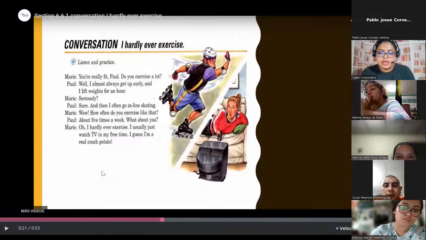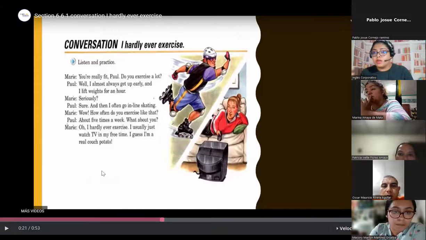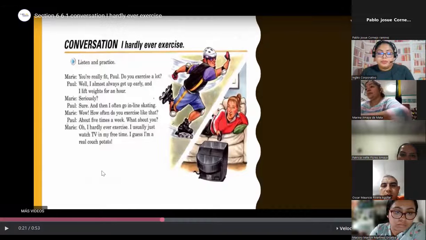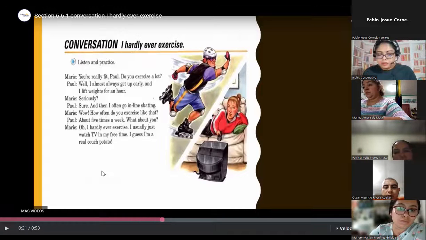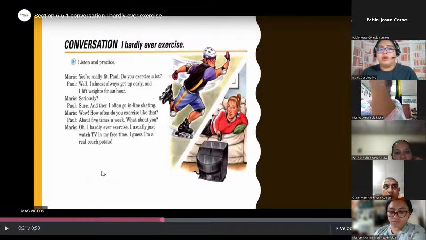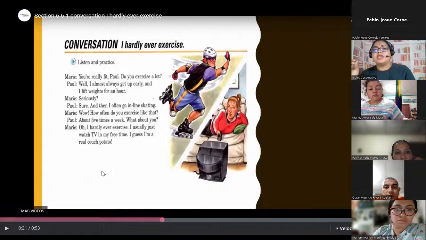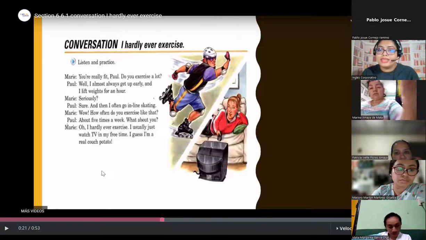Okay, this is the conversation that we have here that is related to how often someone exercises. In this case, we're going to focus on exercising. We have Mary and we have Paul, and they are talking about the different physical activities that they perform. So we are going to analyze the different phrases that they said in this conversation. In the first part, she said, you are really fit, Paul. Do you exercise a lot? That is a very important question. Do you exercise a lot?